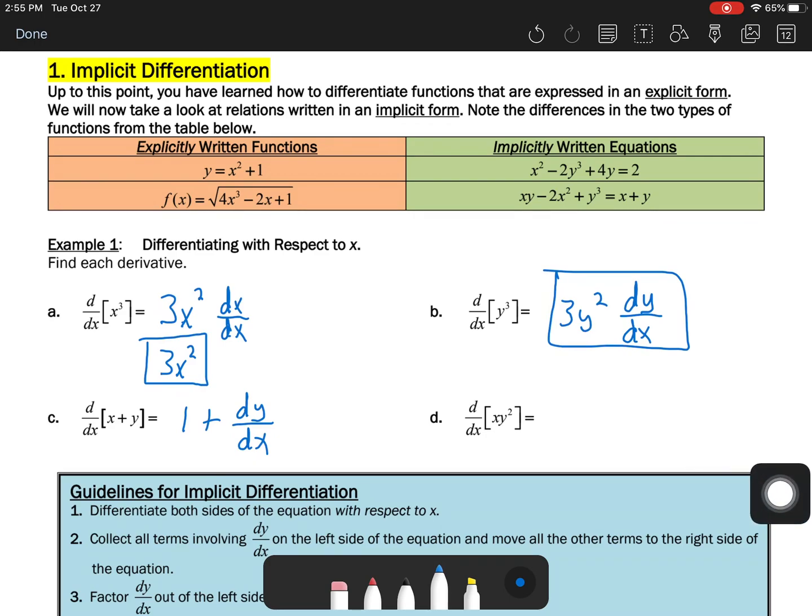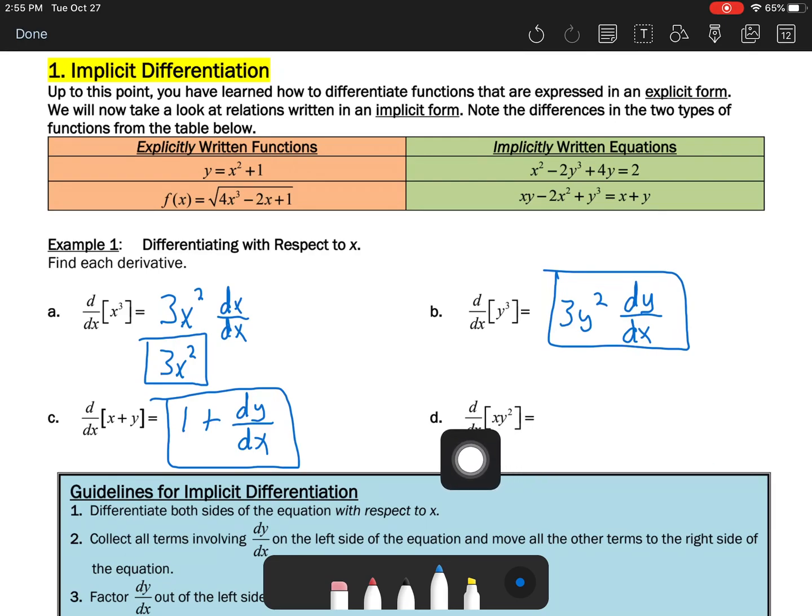You could put a 1 in front of that if you wanted to. So derivative of x is just 1 dx, plus the derivative of y, which is also just 1, but then you'd have to put dy dx after that. So this would be our derivative of that expression. Okay. All right, next one.